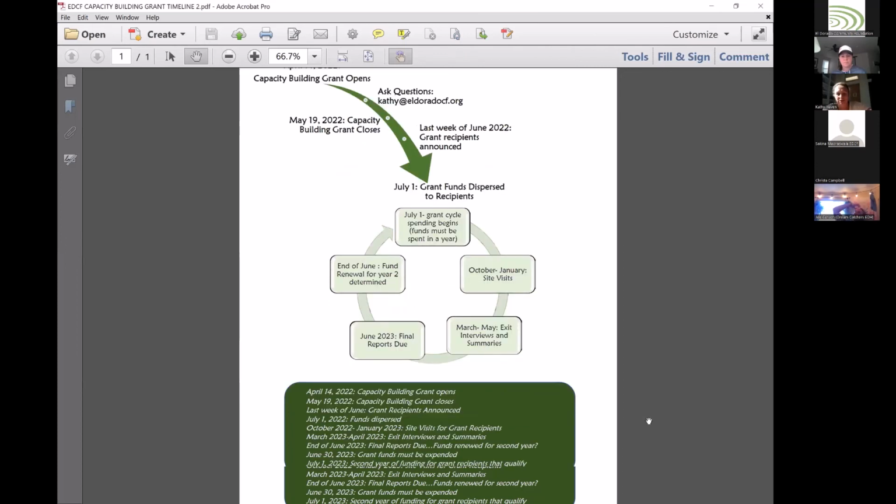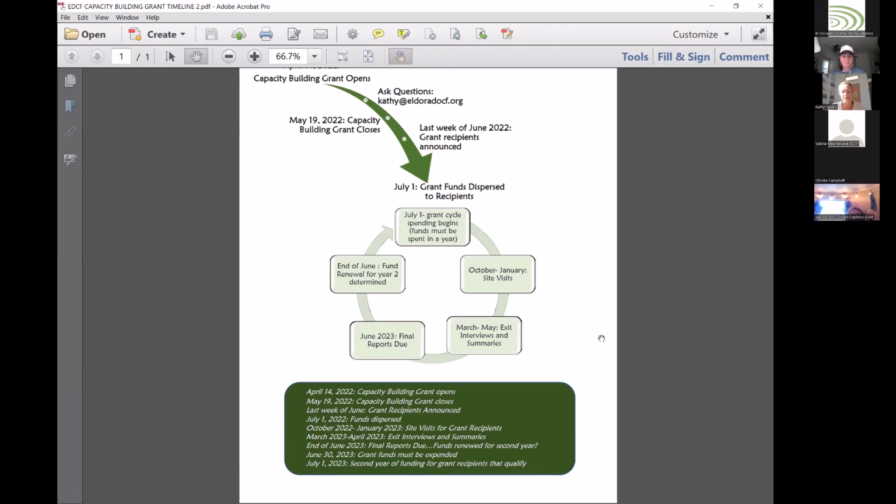I'm trying to go quick because I know we're running out of time. Down here at the bottom is the timeline just listed if you don't like my picture. And then we'll make sure this gets out to everyone as well, in case I went too fast.